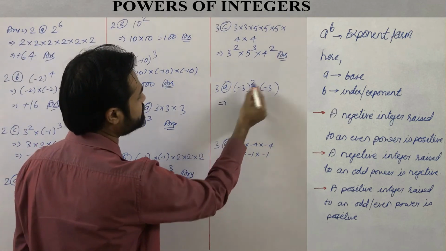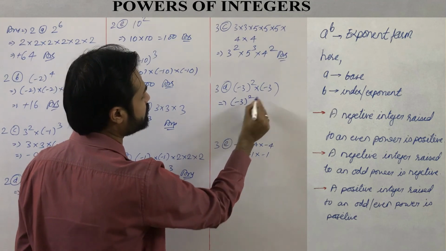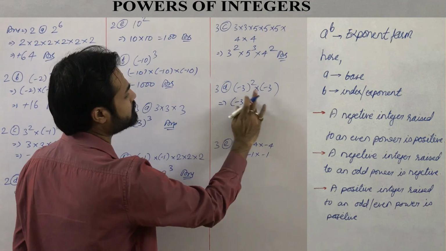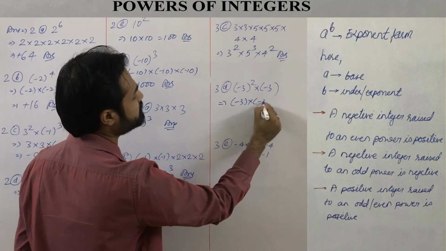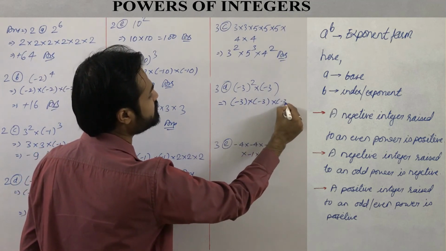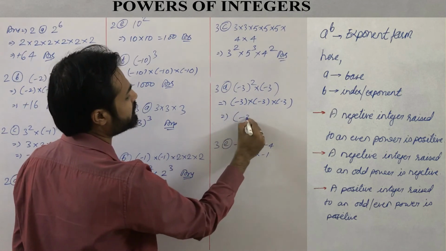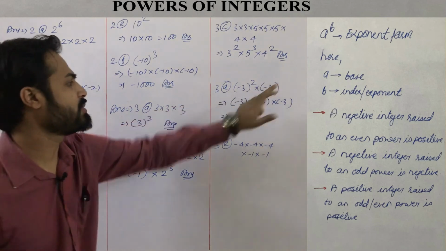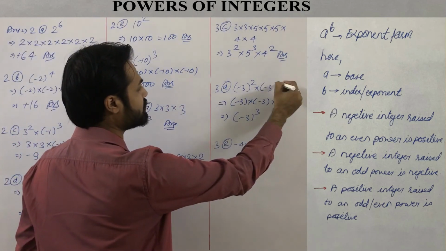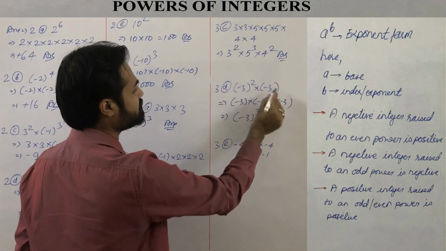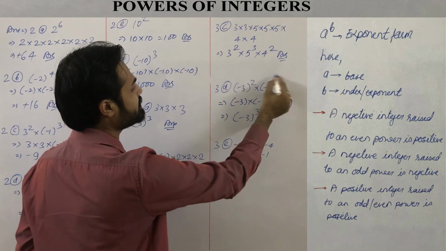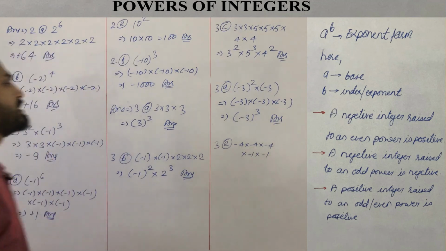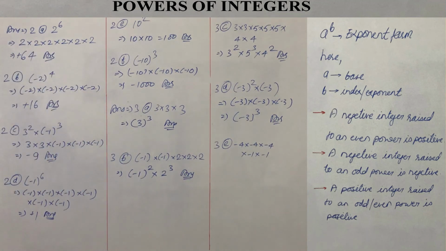Next, minus 3 to the power of 2 into minus 3. So minus 3 to the power of 2 is minus 3 into minus 3, into minus 3. So in total, minus 3 to the power of 3, where we just have to add these powers. Nothing written means 1. So minus 3 and minus 3 have the same base, and we have to add these powers. 2 plus 1 is 3. So the final answer is minus 3 to the power of 3.